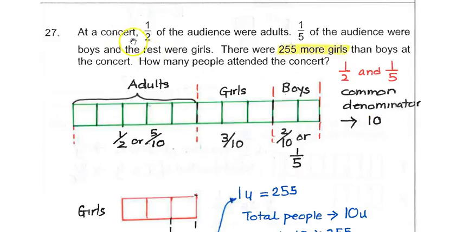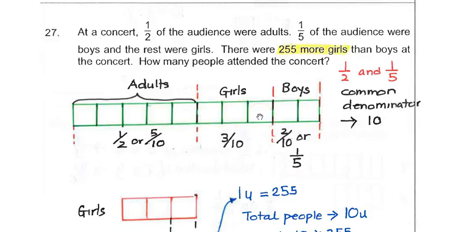So at the concert, half of the audience, half here is 5 out of 10. 1/5 of the audience were boys, so you put 2 out of 10, which is 1/5. This is what you should know how to do. Half means 5, the other half is 5 also, total 10 units. Now 2 out of 10 is 1/5, they are boys, and 3 out of 10 are girls.